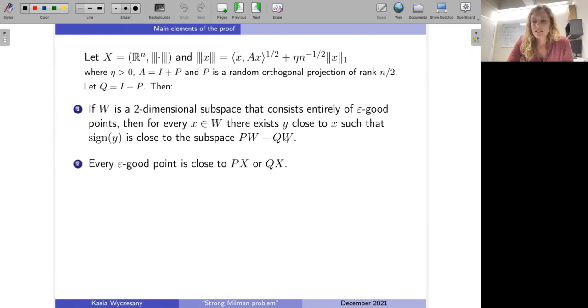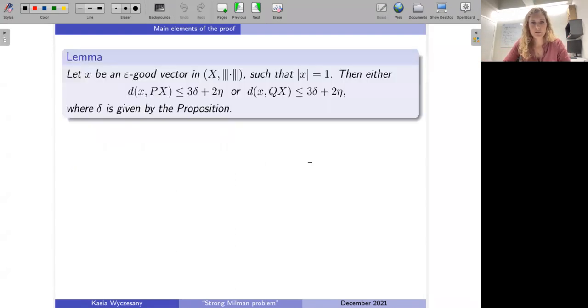Now, the next thing that we are using is that every epsilon good point must be close to Px or Qx, which is something that I've already mentioned, the fact that epsilon good points will be only close to the eigenspaces. And let me give you an idea of how the proof goes. Okay, so here is this lemma in more precise terms.